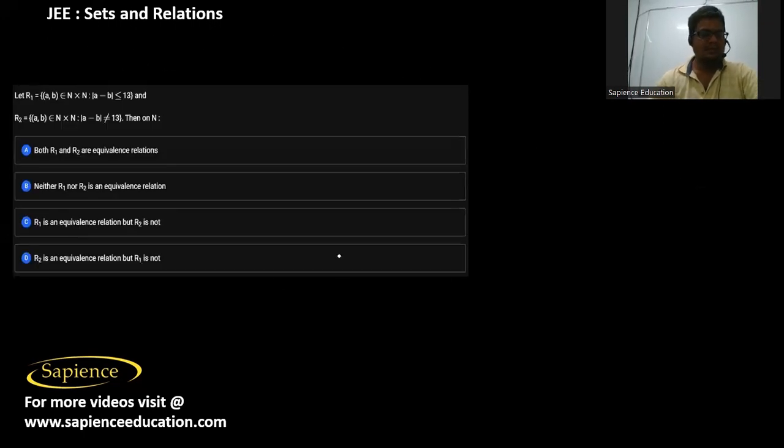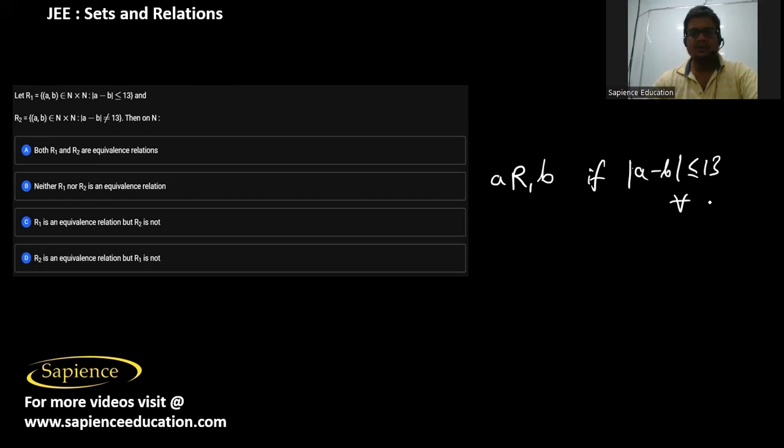Then here it is told that R1 is a relation such that A is related to B under the relation R1 if mod of A minus B is less than or equal to 13 for all A, B belonging to the set N, where N is the set of all natural numbers. And A is related to B under the relation R2 if mod of A minus B is not equal to 13.